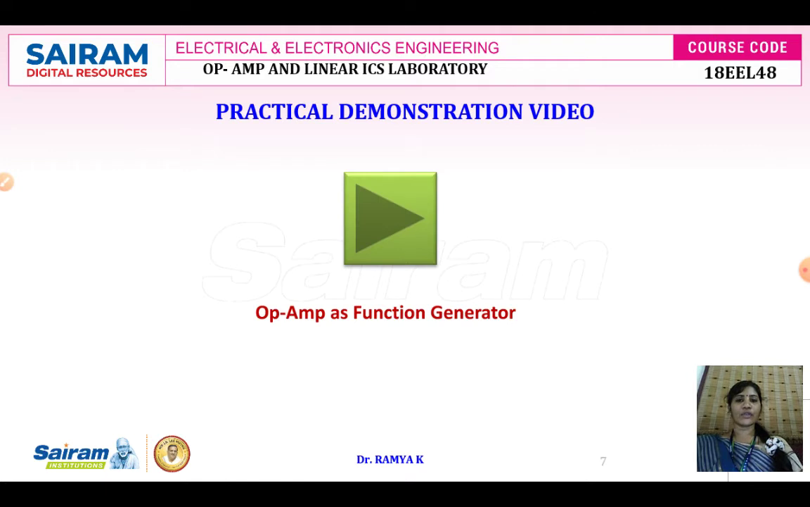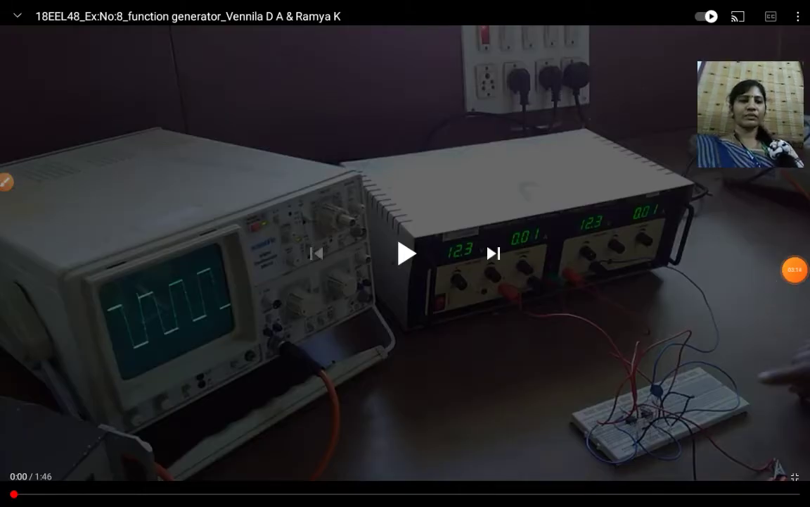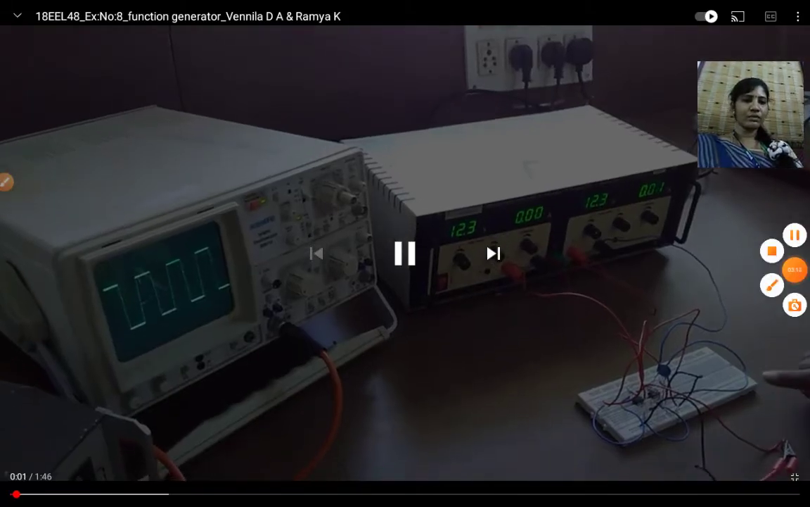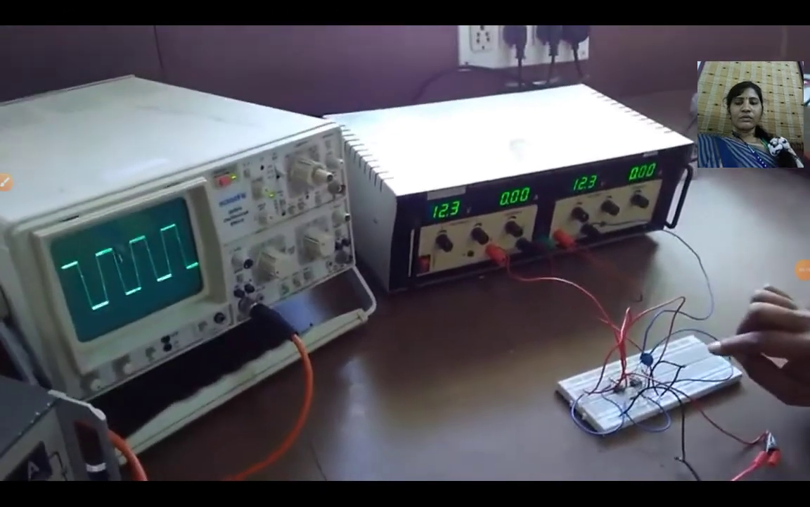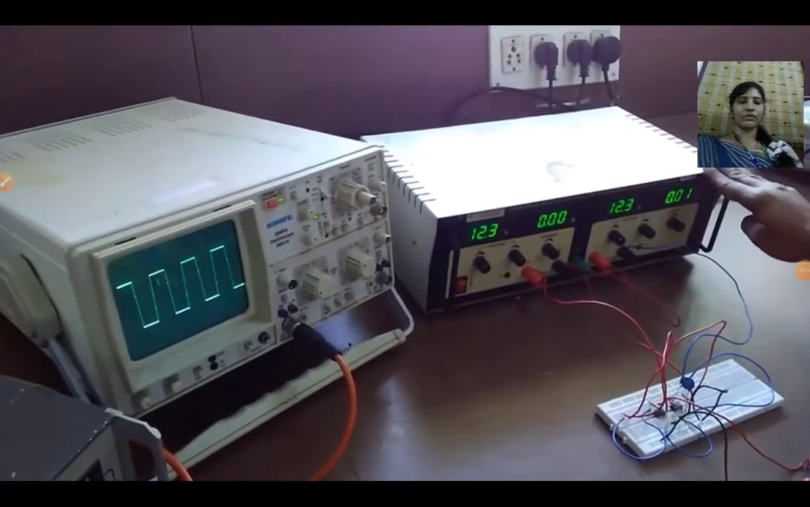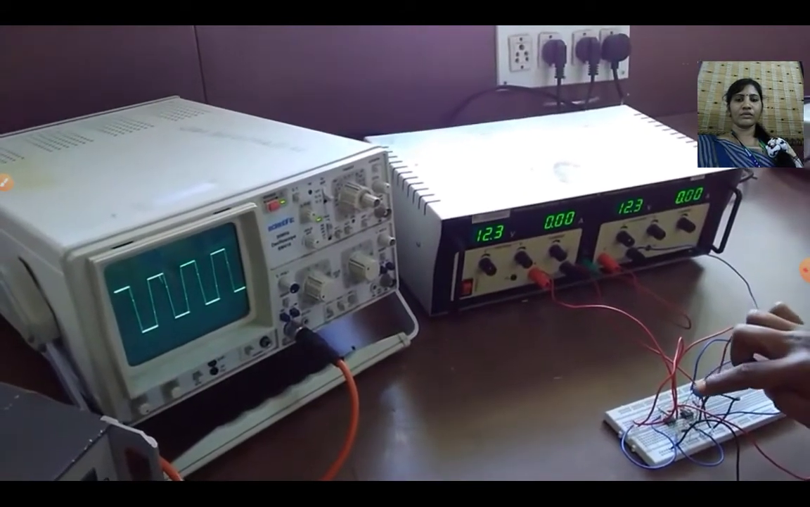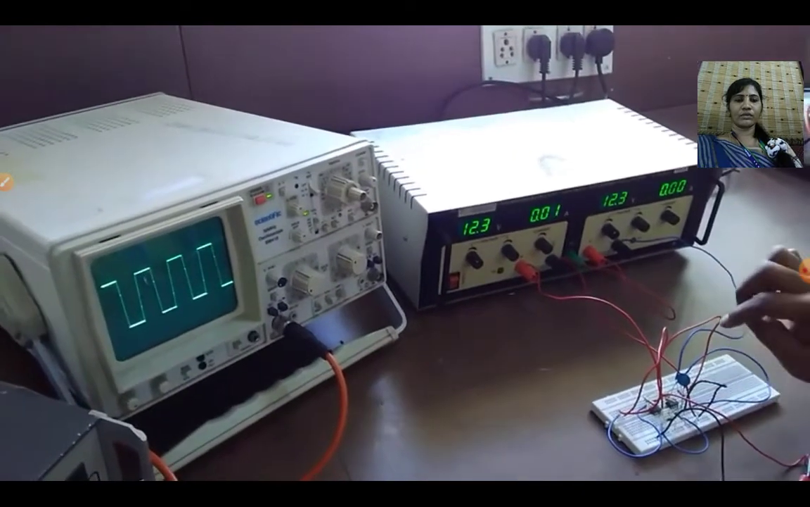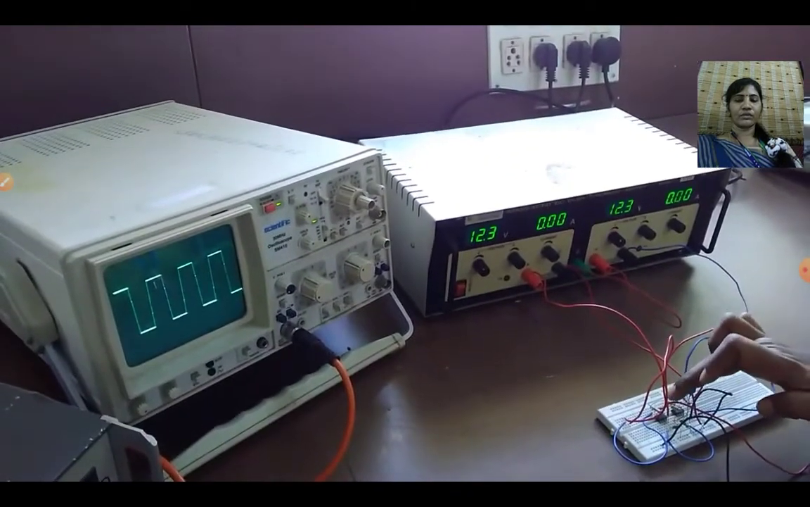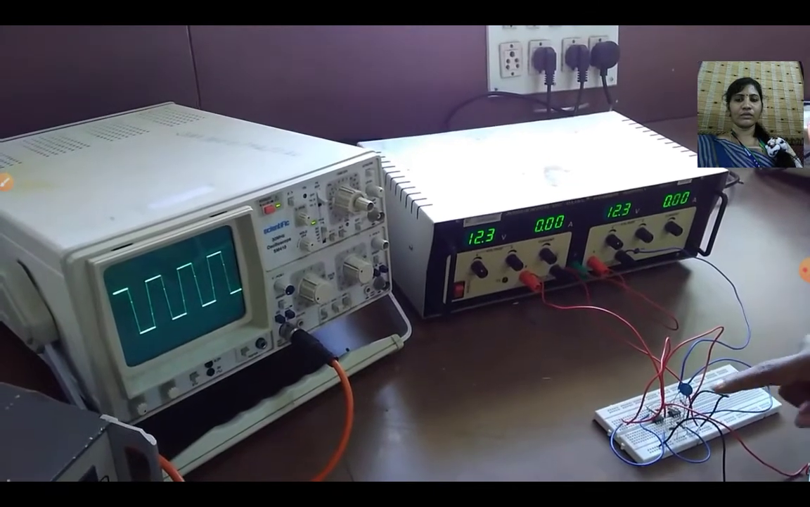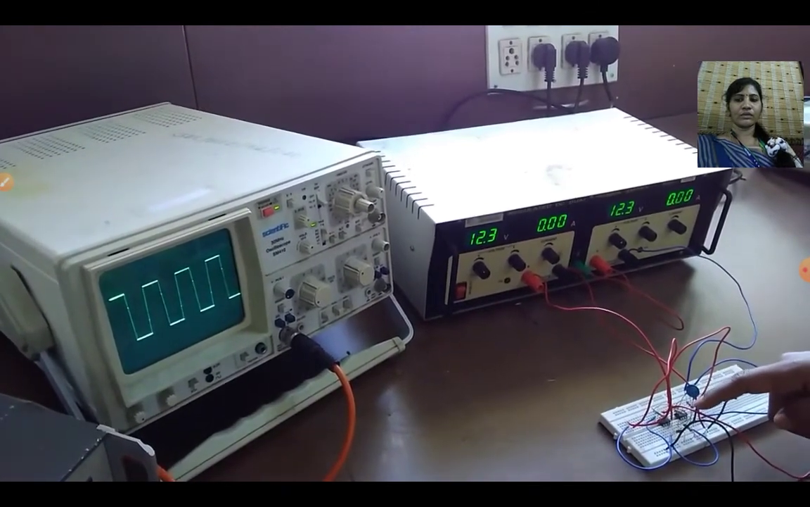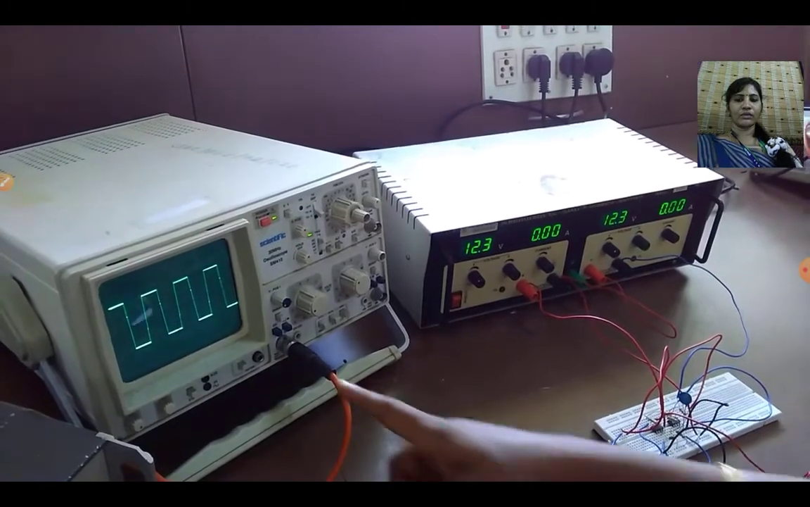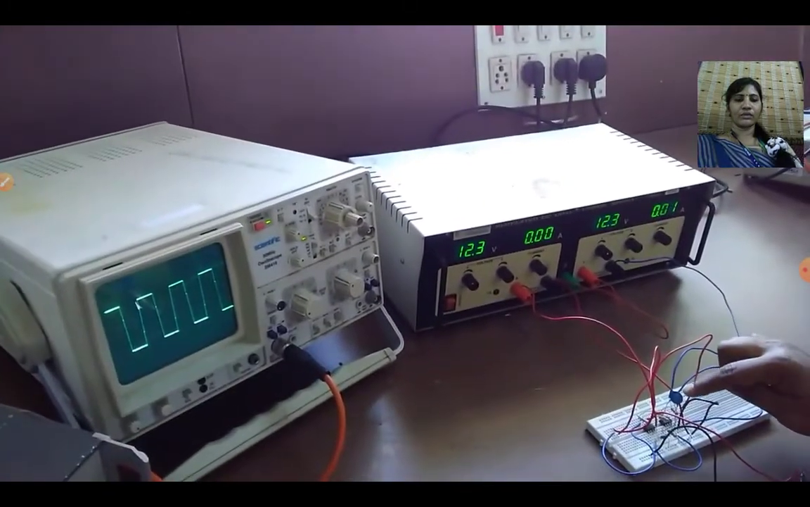Now the practical demonstration of the op-amp as function generator is explained here. As per the circuit diagram, the connections are given, and here we have given the dual power supply for biasing, plus VCC at pin number 7 and minus VEE at pin number 4. The first op-amp acts as an astable multivibrator, that is, its output will be a square waveform, and the second one will be the integrator.